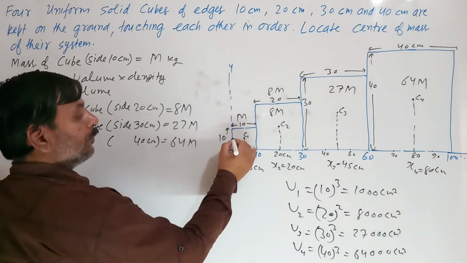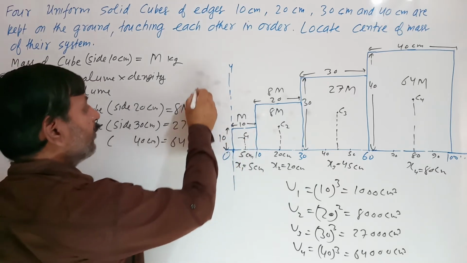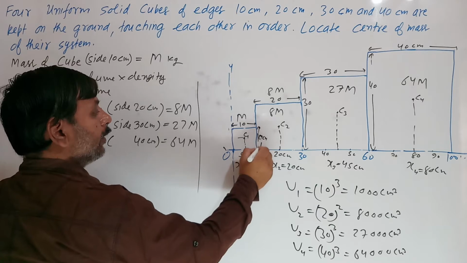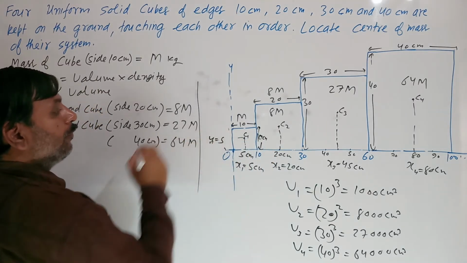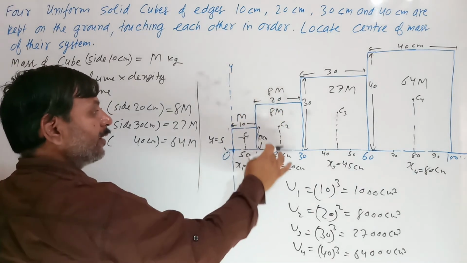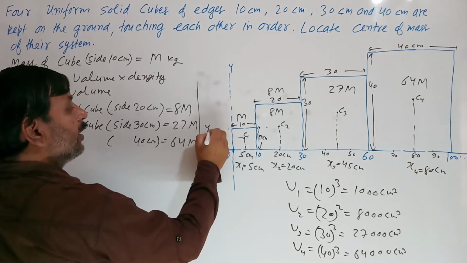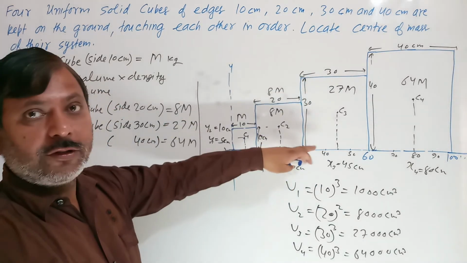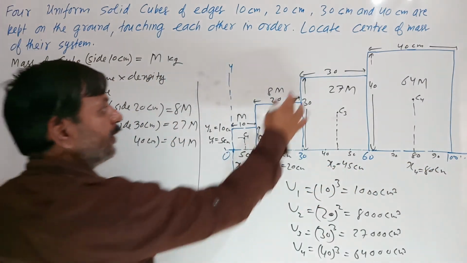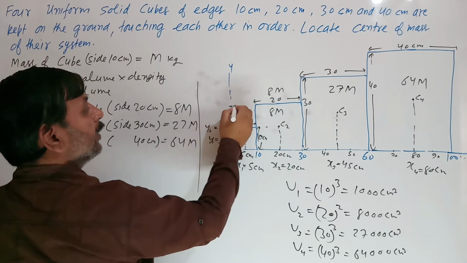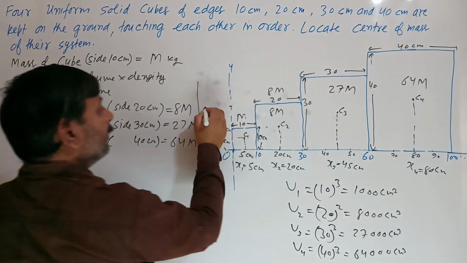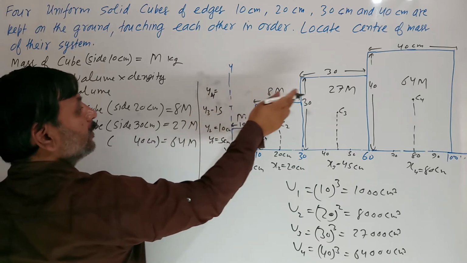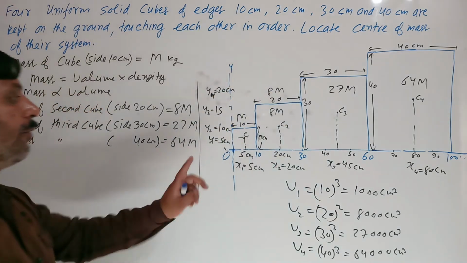What will be the y coordinate? You can see the y coordinate is the midpoint. So for the first, y1 is equal to 5. For the second it is half of this, so the y coordinate is 10. Here it is just half of this, because all have been kept on the x axis. Half of 30 is 15, this will be the center, so y3 is 15. And for this, half of 40 is 20.